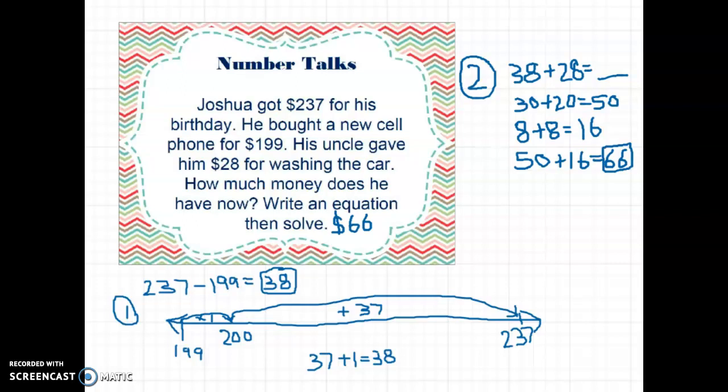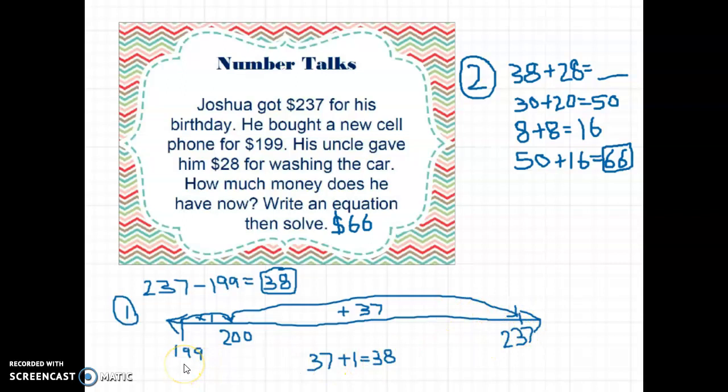This problem is a 2-step problem. My first step is down here. Ideally, you would want to work from top to bottom, but I had more space down here, so my first step is actually down here. That's why I numbered them. This is step 1. You can see my first equation is 237 minus 199. The strategy I chose was an open number line. I chose to add up my open number line. I have 199 over here, and 237. I'm going to add up from 199 to 237.